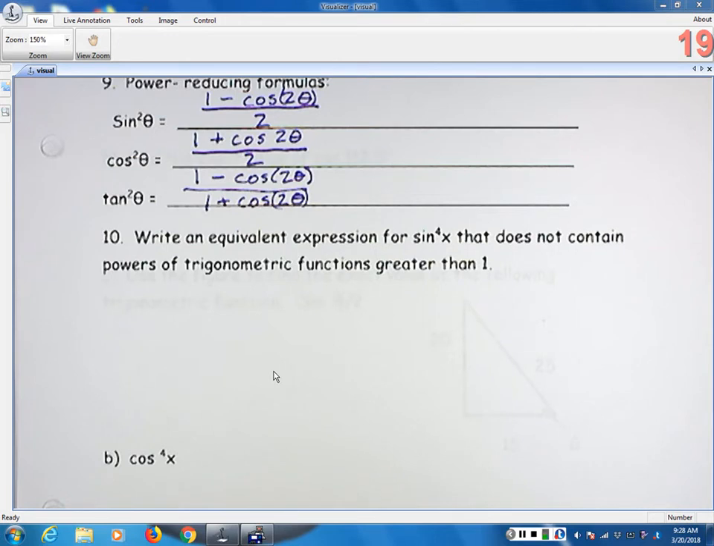Okay, so I'm not sure, I have an extra cosine squared 2. Oh, okay. Okay, so these blanks never have enough room.